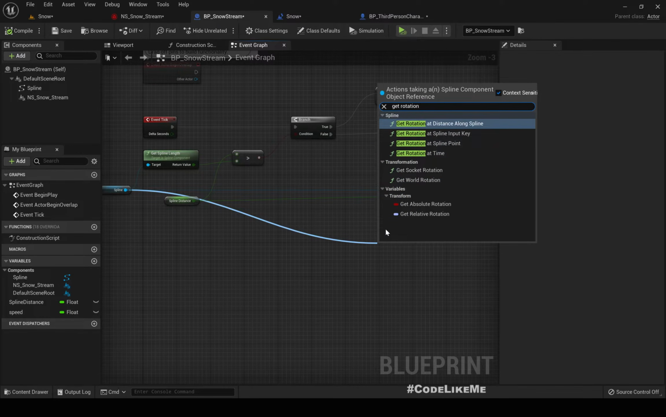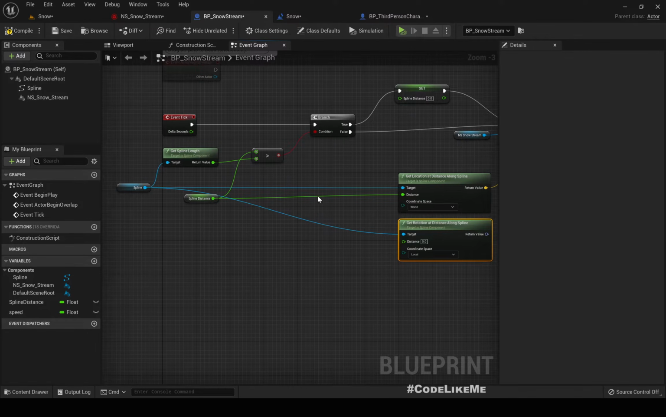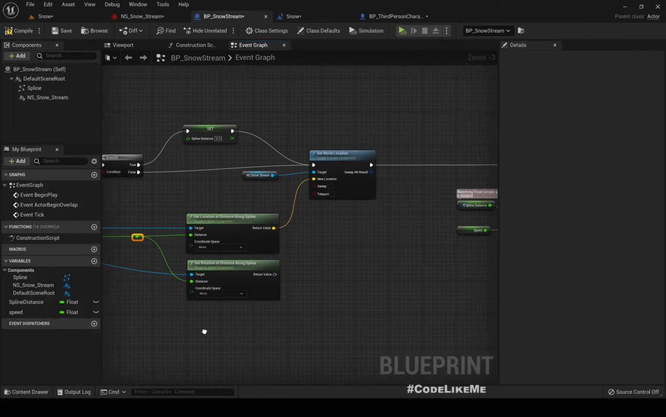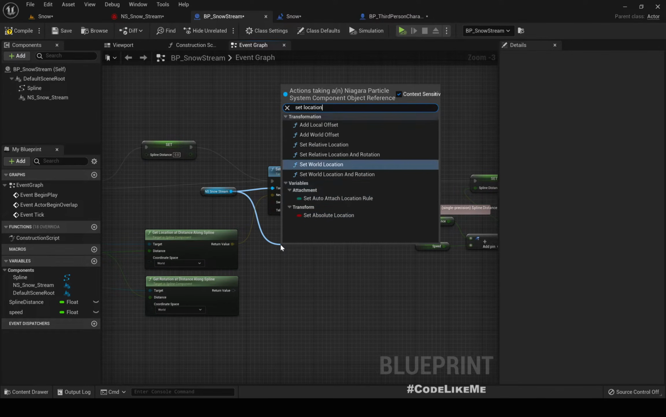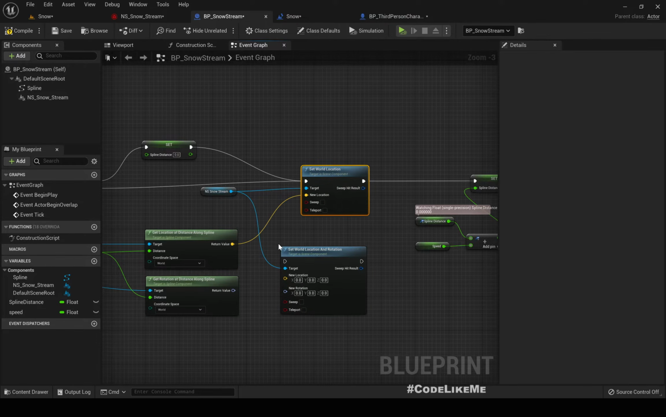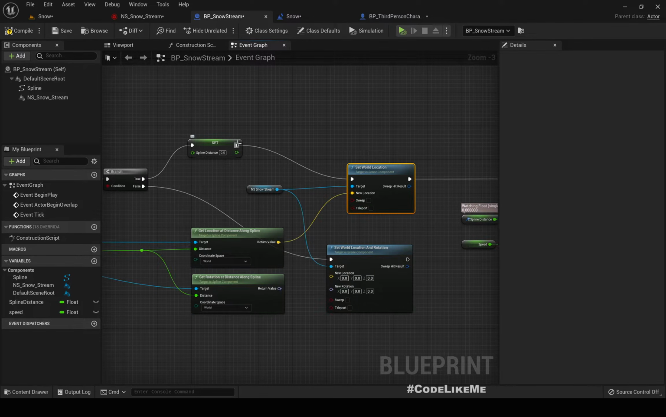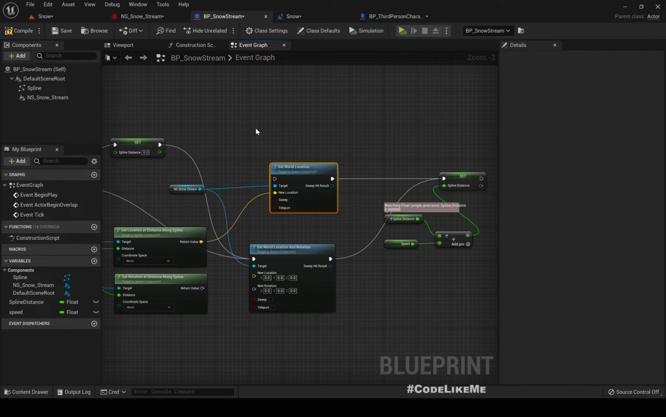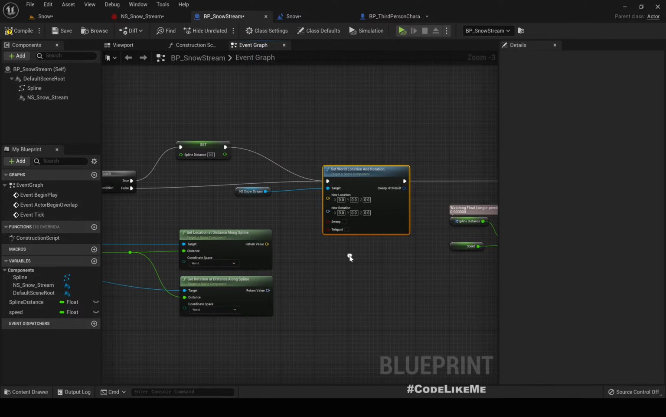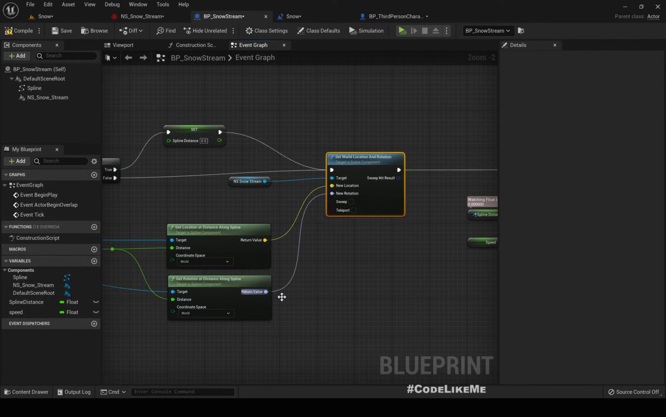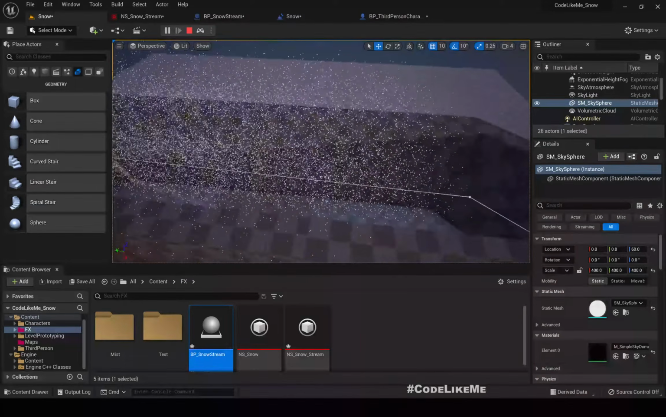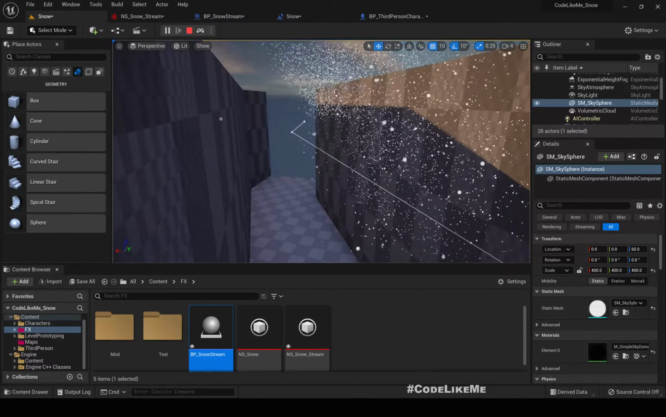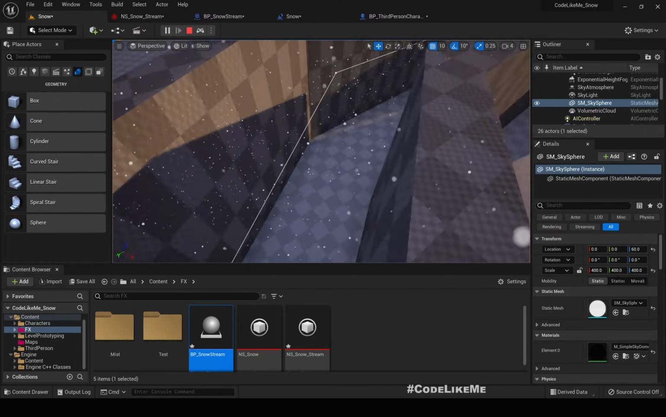Rotation at distance along a spline. That also needs to be world, and set location and rotation. Okay. Yeah, now we do get the effect.